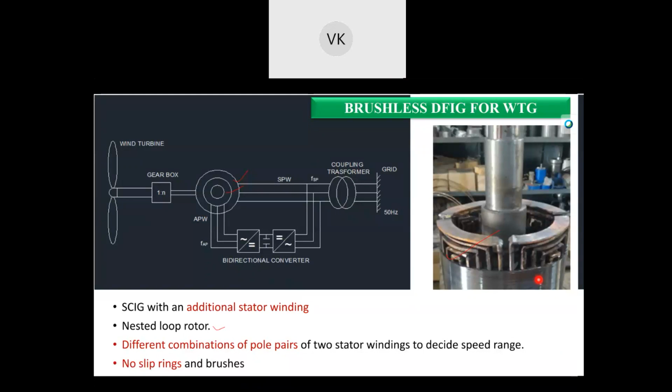Excuse me, sir. Yes. Sir, if the rotor winding is placed in the stator, how does it rotate, sir?